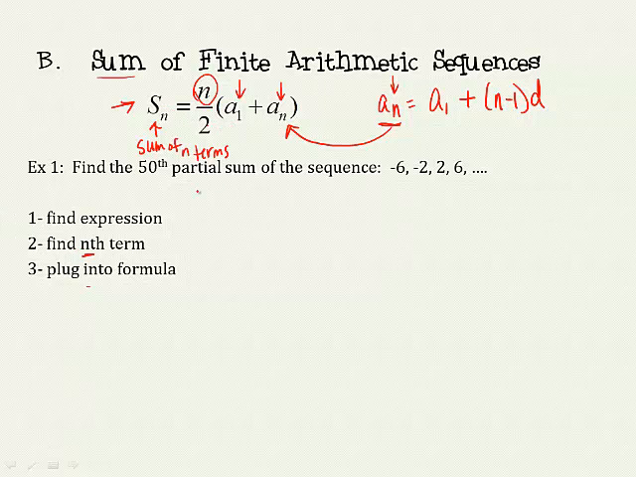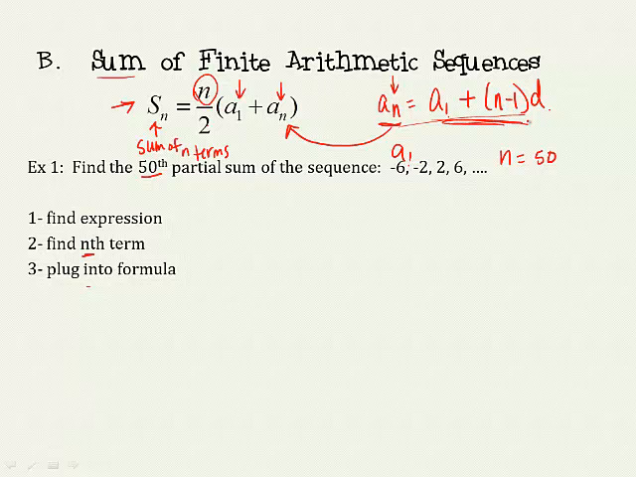So for example, number 1: find the 50th partial sum of the sequence. The first thing I need to do in order to write my expression is to know what d is. I know a sub 1 is negative 6, and I know that n in the problem is going to be 50. But I need to know the expression for the nth term.